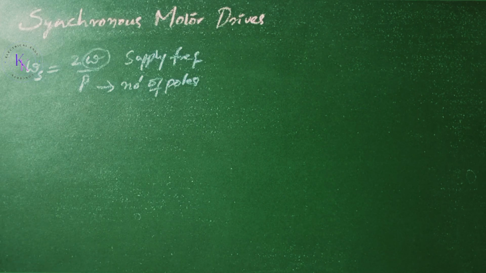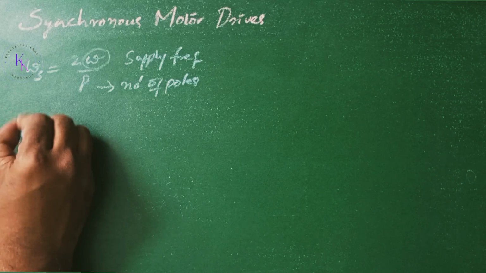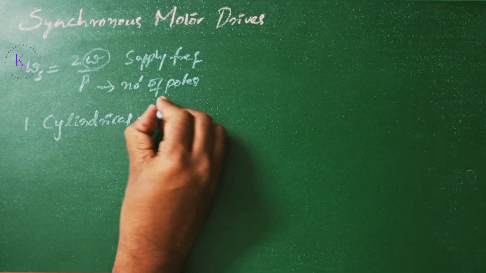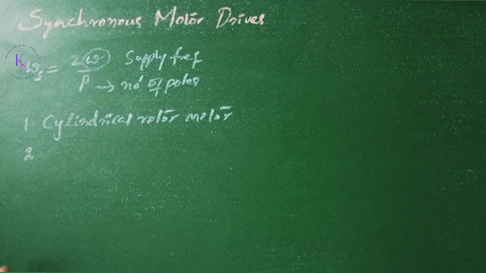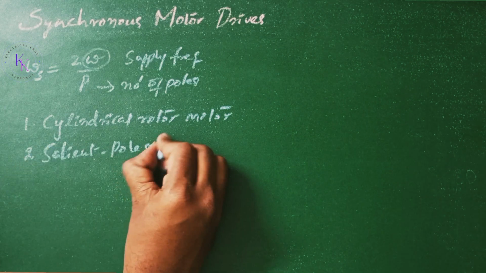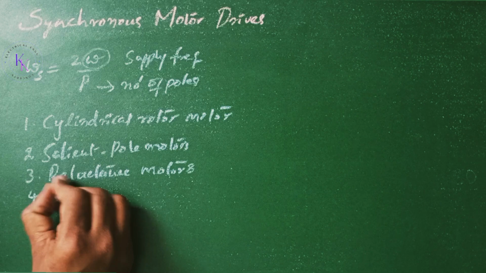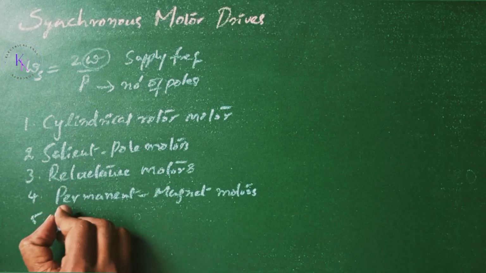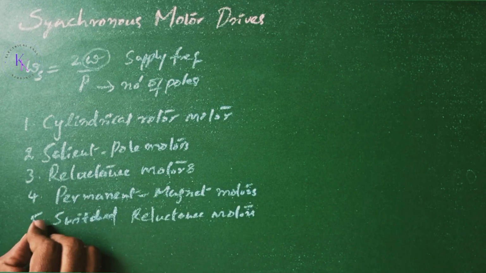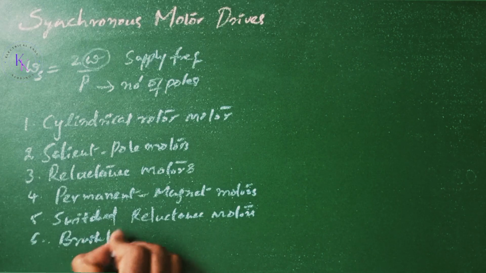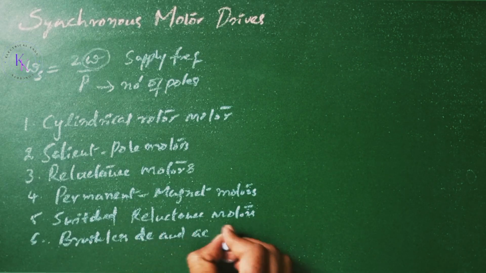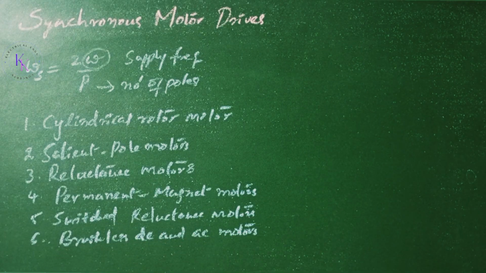The synchronous motors can be classified into 6 types. First one, cylindrical rotor motor. Second one, salient pole motors. Third one, reluctance motor. Fourth one, permanent magnet motor. Fifth one, switched reluctance motor. And finally, sixth one, brushless DC and AC motors. We will study about these 6 types of synchronous motors in detail in coming videos.